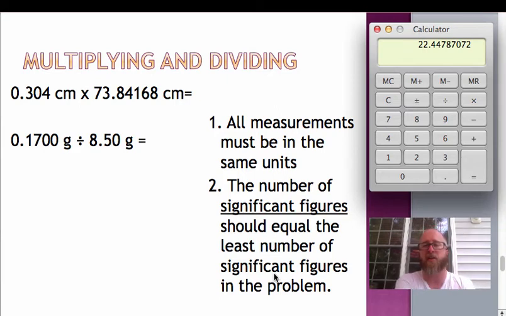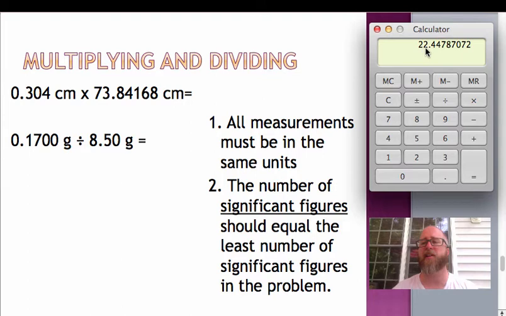Now, remember, our rule is the number of significant figures should equal the least number of significant figures in the problem. Let's look at this. How many sig figs in this first number? We have 3 sig figs here. How many sig figs in the second number? 1, 2, 3, 4, 5, 6, 7. So our answer can only have 3 significant figures.